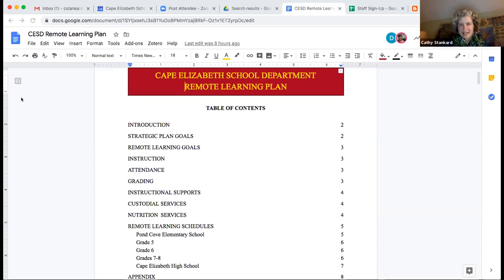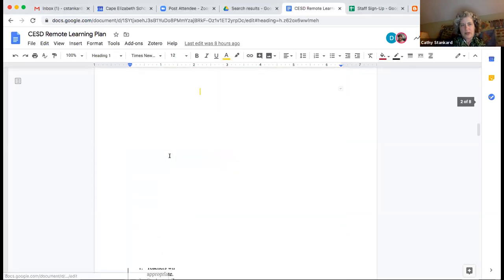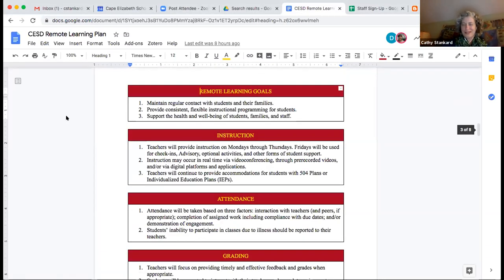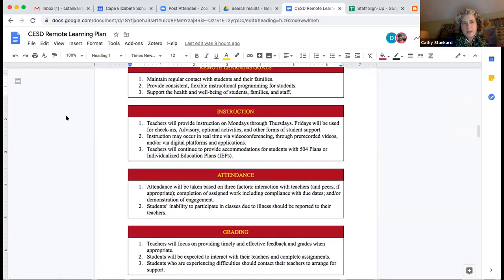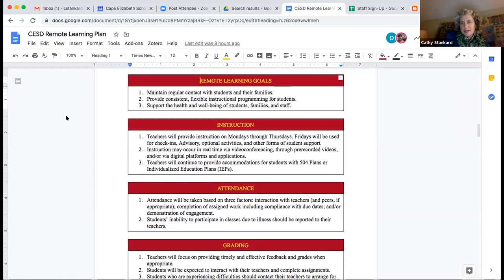So with that said, I am just going to point out a few things to you, knowing that you are going to be voting on this tonight. There is a lovely introduction that was written by the superintendent that accompanies the strategic plan goals. I'm going to skip down to the remote learning goals and encourage you, though, to read the introduction at your leisure.